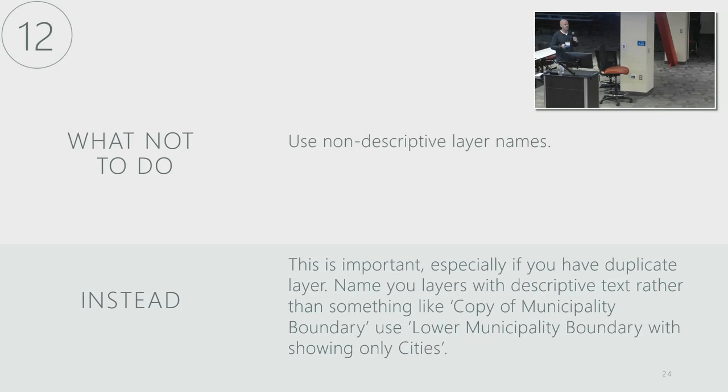So another one is, I'm somebody, when I copy a layer or when I create a new layer, it's bridges copy, bridges copy, bridges copy two, bridges final, whatever. When you publish this and you want to edit the layers with the editor or the JSON, now you have to remember what each one of those is for. So I strongly recommend naming the layer kind of an alias. So you can see here, I was talking about our municipality boundaries. We have the copy of municipality, and then we have the lower municipality boundary showing only cities. So we get really descriptive in that.